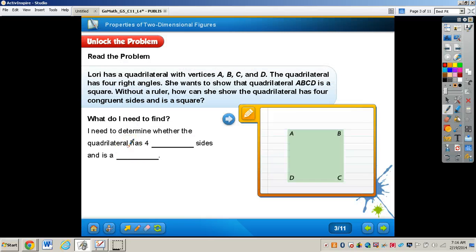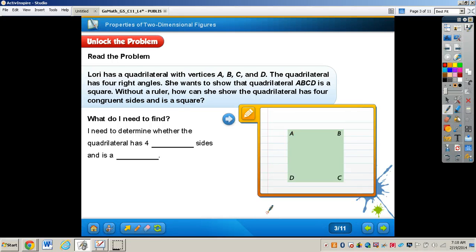Okay, so I want you to turn your books to page 453, and we're going to unlock this problem first of all. So the problem reads, Lori has a quadrilateral with vertices A, B, C, and D. You can see in the picture right over here and right in your book, A, B, C, and D. The quadrilateral has 4 right angles, which we can see. Okay, 4 right angles right where A, B, C, and D are labeled. She wants to show that quadrilateral ABCD is a square. Without a ruler, how can she show the quadrilateral has 4 congruent sides and is a square?